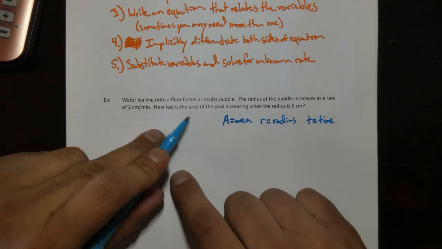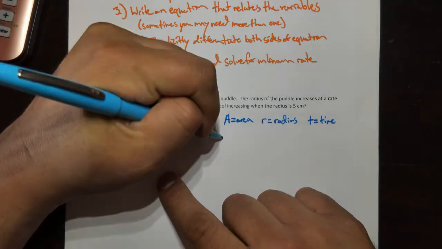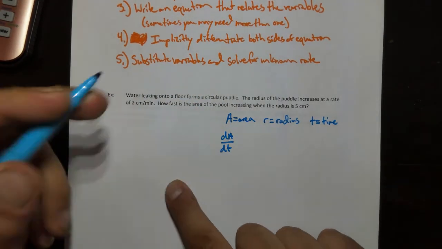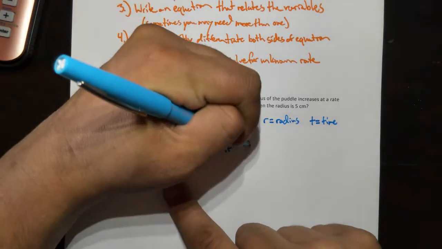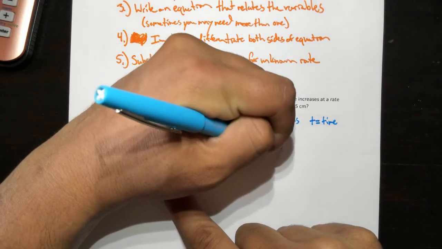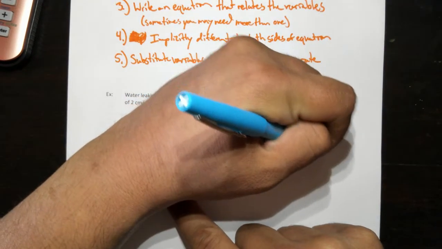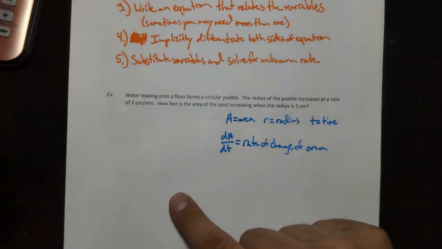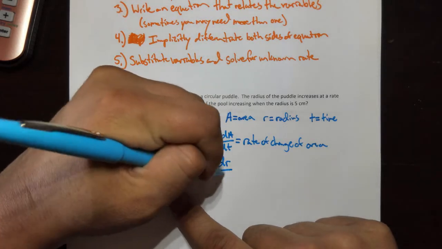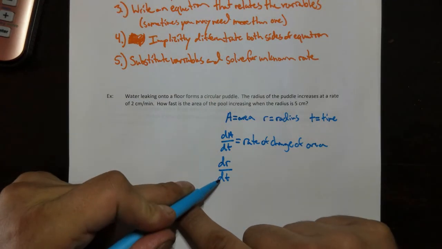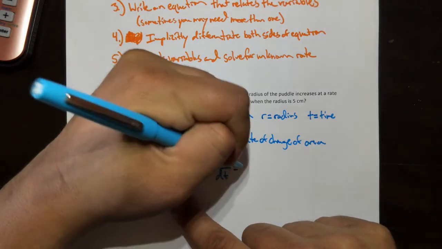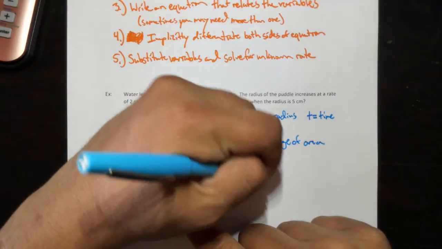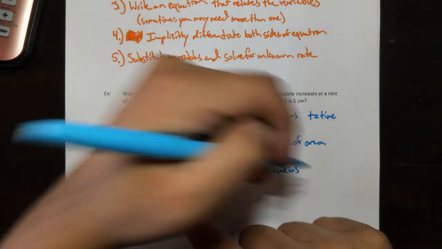Now, what we're looking for is the rate of change of the area, so we will have a dA/dt, so that's the change in the area with respect to time. And this is the rate of change of area. And then we'll also have a rate of change of the radius because the radius is changing as well. So that's going to be dr/dt, the change in the radius with respect to time. I'm going to write ROC for rate of change of radius, and that equals 2.